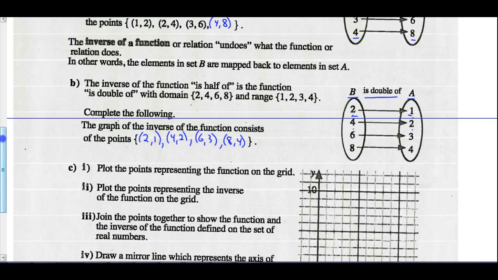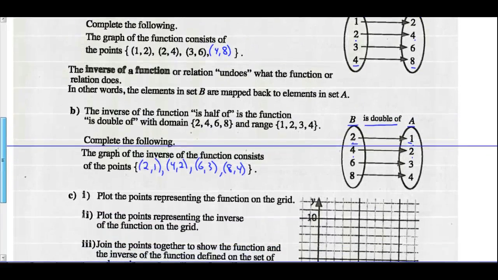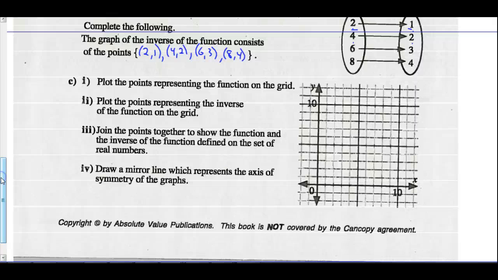Part C, plot the points representing the function on the grid. So let's go to our original function and plot those points: 1, 2; 2, 4; 3, 6; and 4, 8. So x was 1, y was 2; 2 and 4; 3 and 6; 4 and 8. That's part A, plot the points representing the function on the grid.